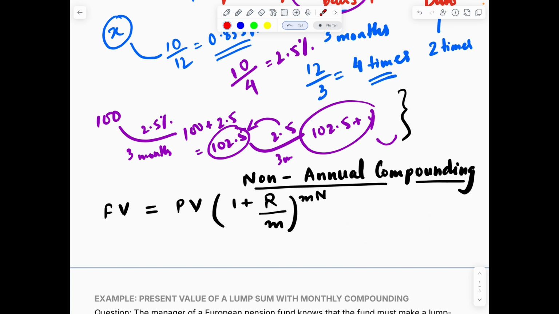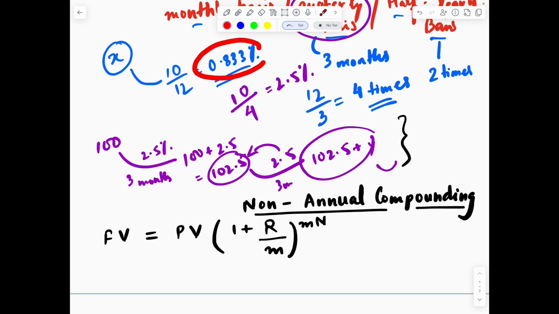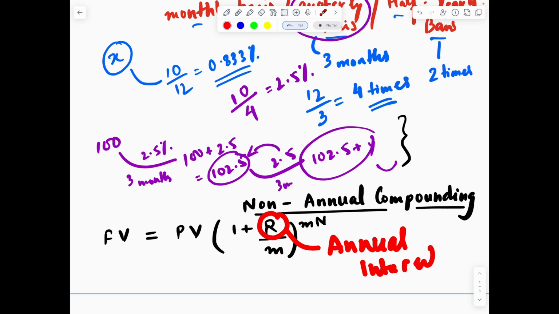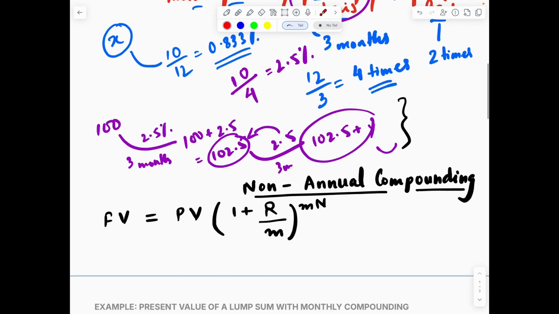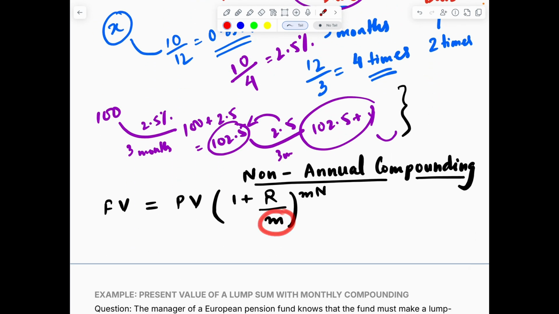So this big R, capital R, is not the interest rate per month or per quarter. Like this one is per quarter and this one was per month, right? So this capital R, let me remind you again, is the annual interest rate, which is in our case 10%, right? And this M is basically the frequency of compounding which is happening in a year.